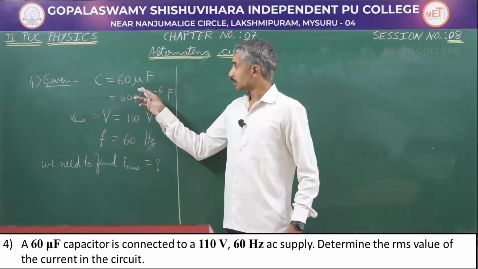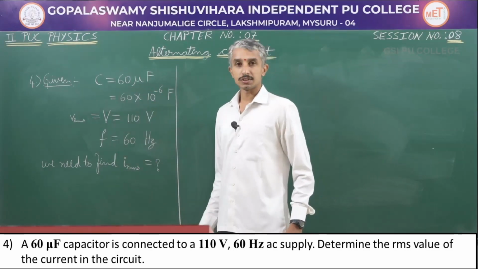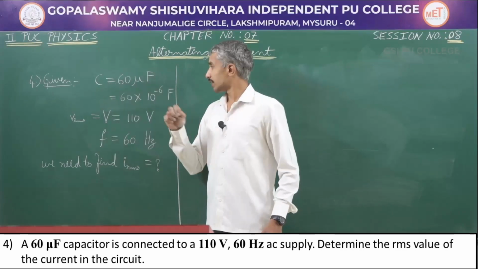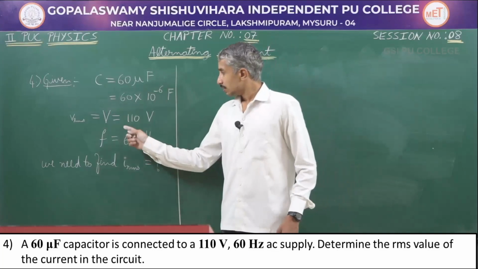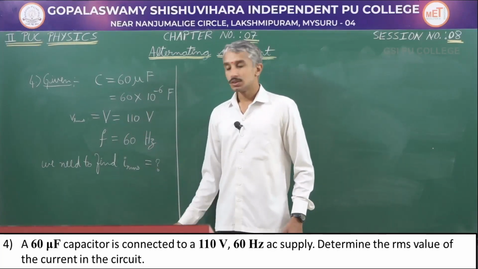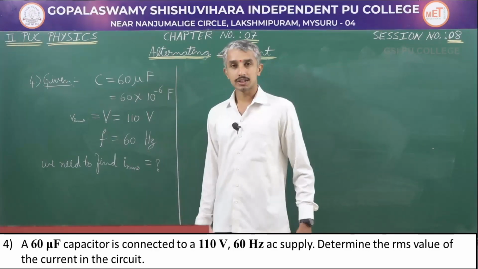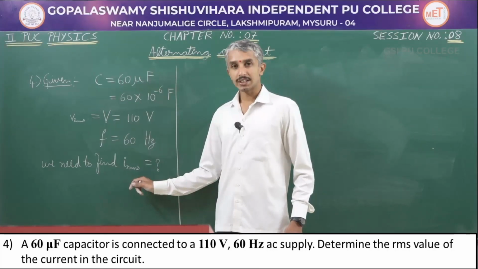In numerical 4, an AC circuit with a capacitor has been mentioned. The capacity of the capacitor is 60 microfarad. Micro is 10 to power minus 6. The RMS value of the voltage is 110 volt and the frequency of the AC supply is 60 Hertz. We are supposed to find the RMS value of the current in the circuit.